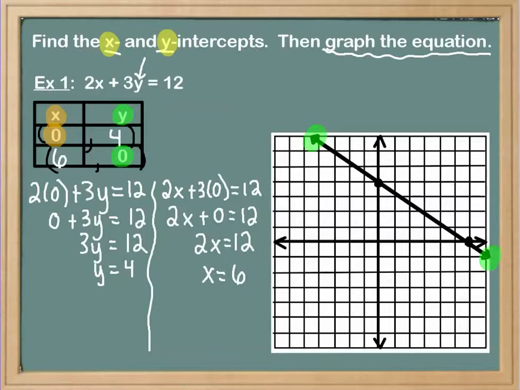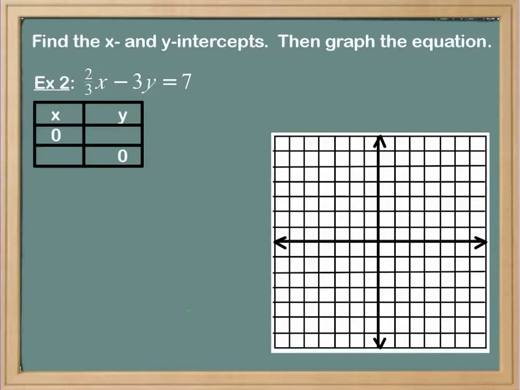Now just to rehash really quickly, I want you to notice here that when I plotted the point (0, 4), it was this point right here. That served as our y-intercept. So as a reminder, to find your y-intercept, you let x be 0. On the other hand, my other point that I plotted over here, which was (6, 0), is where it crosses my x-axis. Therefore, (6, 0) is my x-intercept. Your x-intercept occurs when y equals 0.